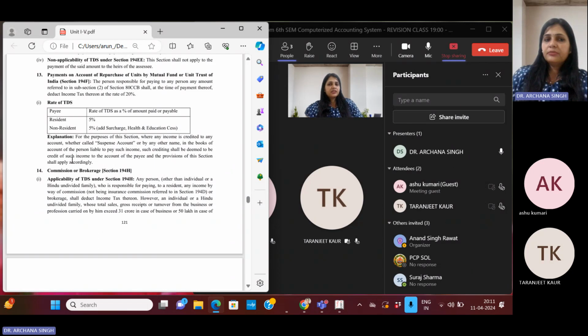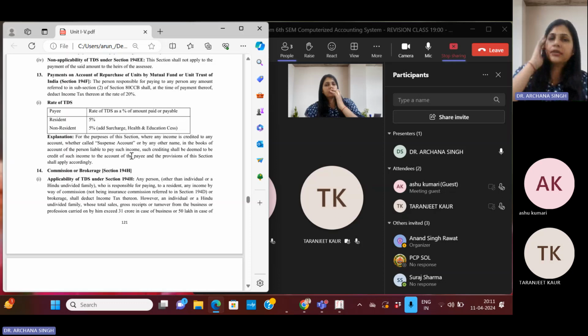For the purpose of this section, where any income is credited to any account, whether it is a suspense account or by any other name, in the books of the person liable to pay such income, such credit shall be deemed to be credit of such income to the account of the payee, and the provisions of this section shall be applicable accordingly.